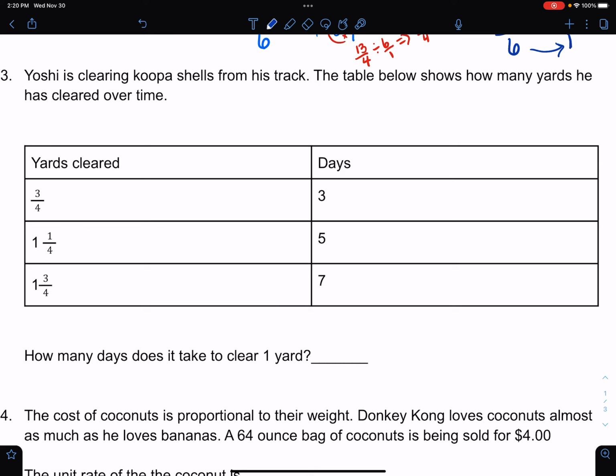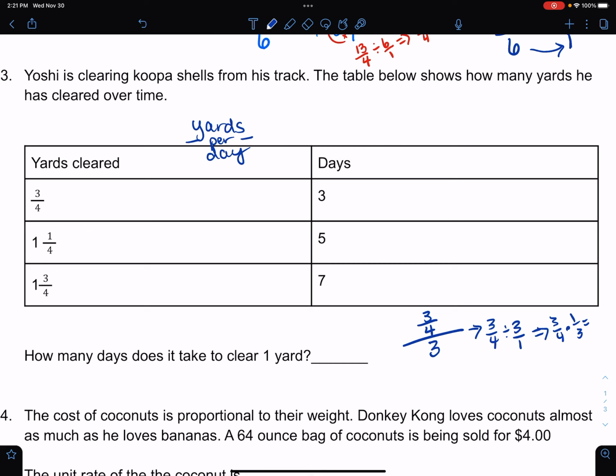So that is yards per day. We figured that part out. So I'm going to go ahead and just write it. 3/4 yards per 3 days. Well, that just means division. So 3/4 divided by 3 over 1. I'm going to keep, change and flip. 3/4 times 1 over 3.